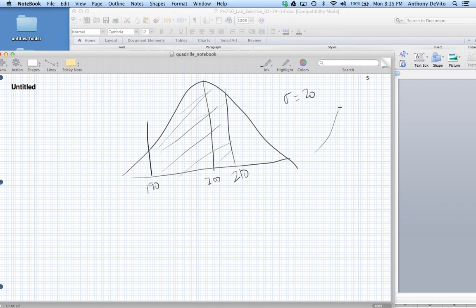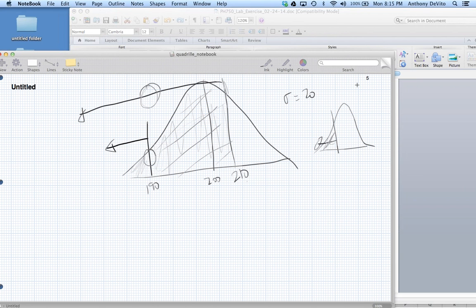Now you guys know that my table works this way: I find a z-score, and it gives me the area to the left of that z-score, right? So in order to find the area in between these two, first I'm going to do 210 and find the area to the left of 210. Then I'm going to find what percentage is to the left of 190. And then I'm going to subtract this percentage from this percentage, and what will be left is the area of the distribution, or the percentage of people that's in here.